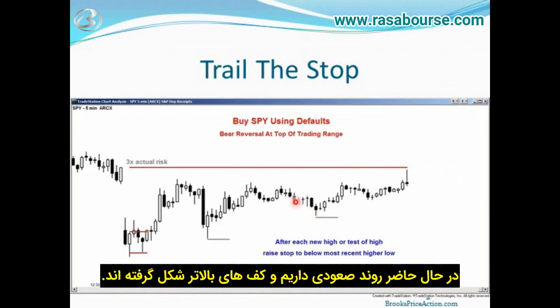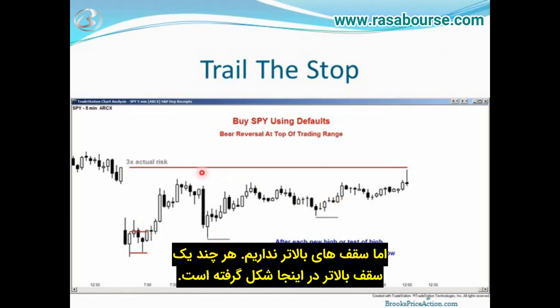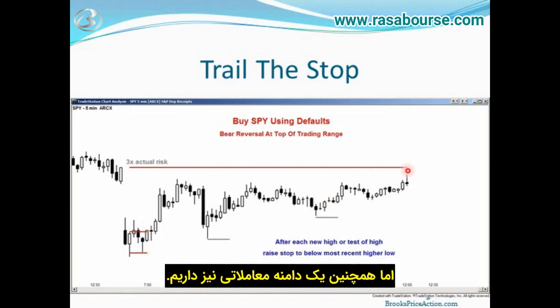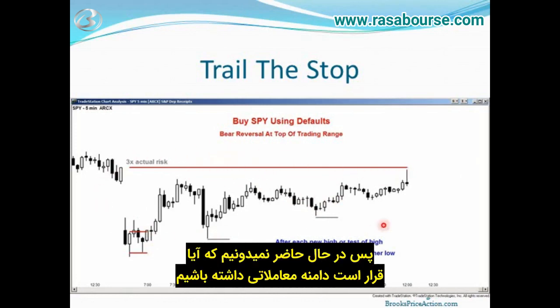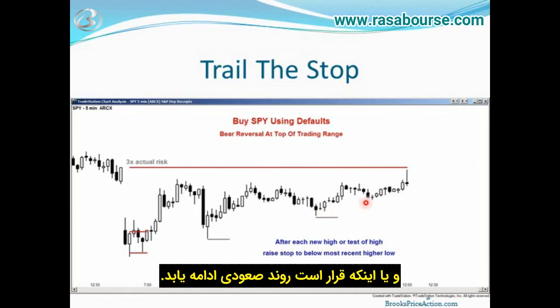Right now it is a bull trend. It's forming higher lows, not quite forming higher highs. We finally got one here, but it's also a trading range. So at the moment we don't know if this is going to remain as a trading range or if we're going to continue up in a bull trend.